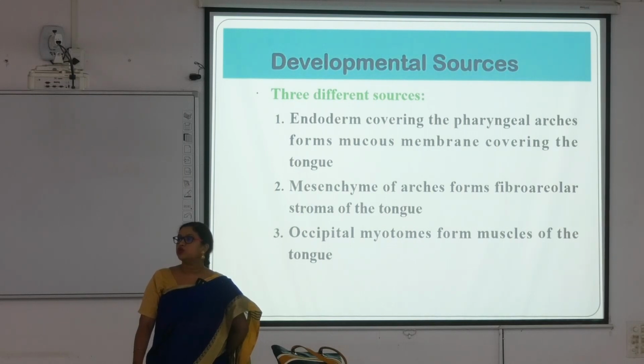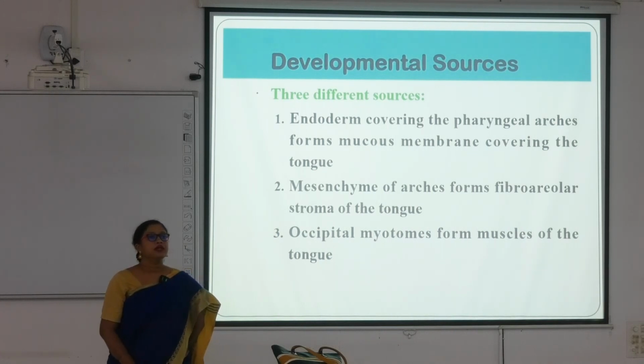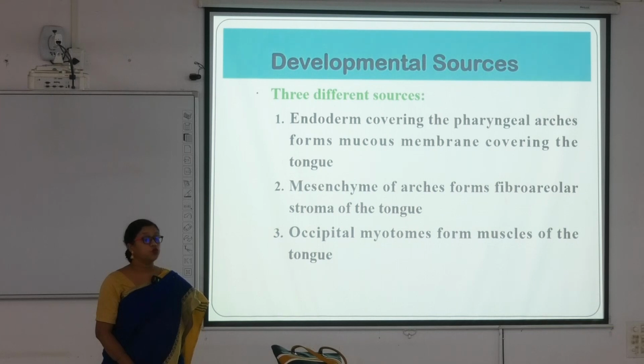All of the muscles of the tongue are supplied by the hypoglossal nerve, the 12th cranial nerve, except which one? Which one? It is the palatoglossus, which is supplied by the nerve that supplies the palatoglossus.